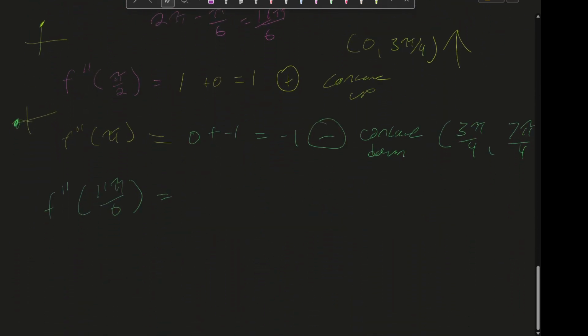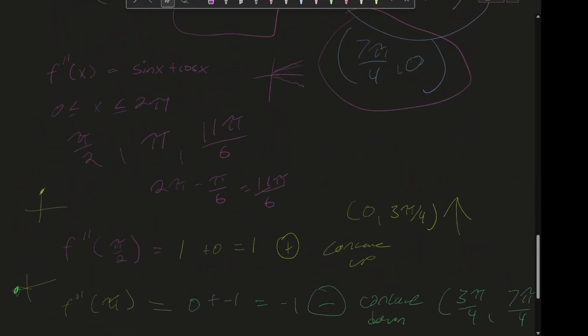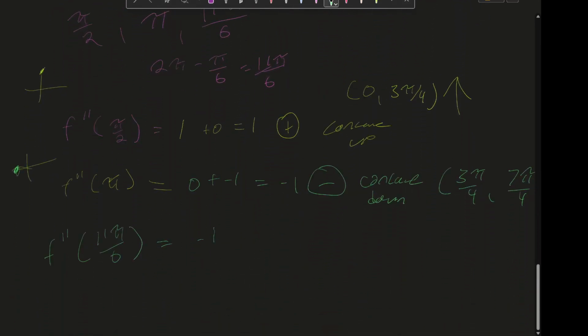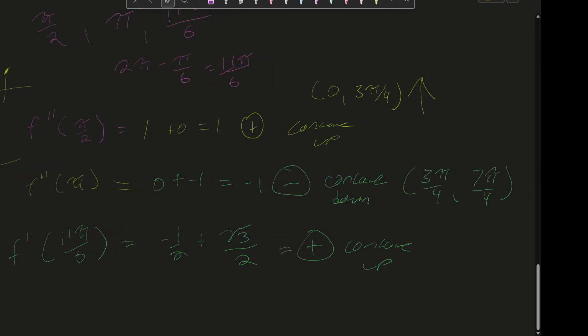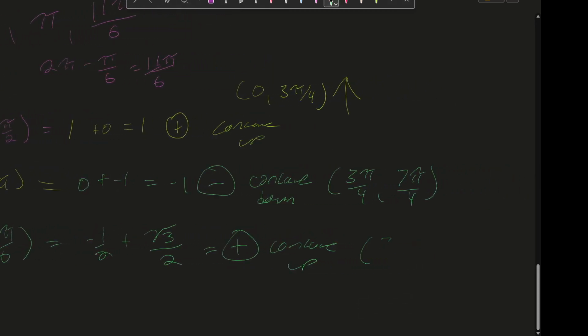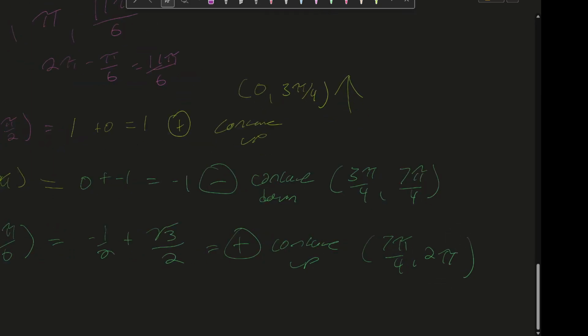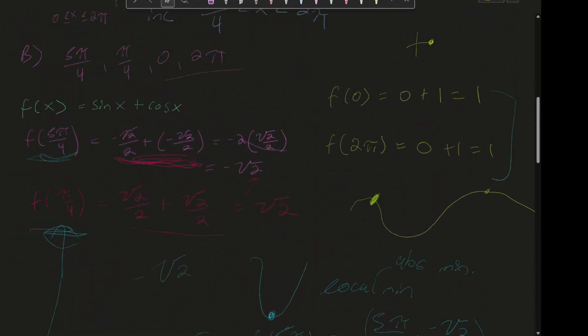So sine is first. It's sine x plus cosine x. -1/2 plus √3 over 2. Square root of 3 is greater than 1, so it's going to come out to positive. And that corresponds to concave up on the interval 7 pi over 4 to 2 pi. And that makes sense considering cosine and sine are wave functions. You're going to expect it to bounce between concave up and down. So that makes sense. It tracks.